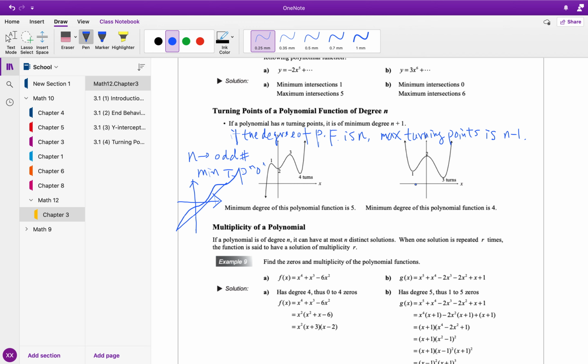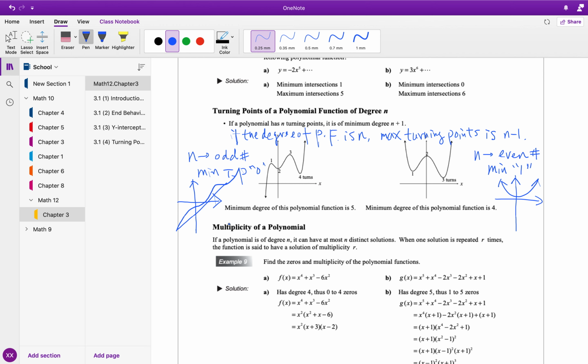Now, if n is an even number, then your minimum number of turning points is 1. So take a look at the quadratic. Yes, you must turn one time. You must turn one time. And then you get degree 4, degree 6, and it's a similar thing.